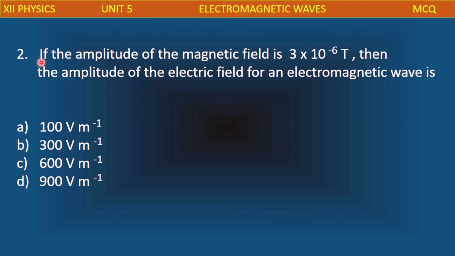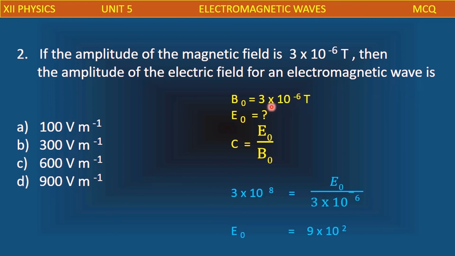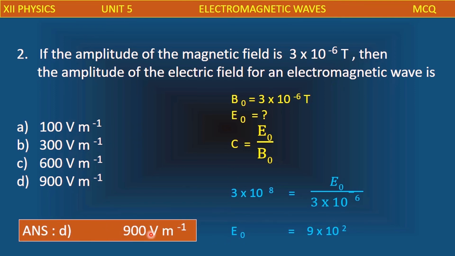Second question, if the amplitude of the magnetic field is 3 into 10 to the power of minus 6 Tesla, then the amplitude of the electric field for an electromagnetic wave is? The given quantity is the amplitude of magnetic field. That is B naught equals 3 into 10 to the power of minus 6 T. They are asking for the amplitude of electric field. So E naught equals how much? We know the formula. Velocity of light c equals E naught by B naught. So substituting the value of velocity of light and B naught, we will be getting the answer for the amplitude of electric field. So the answer is option D, 900 volt meter minus 1.